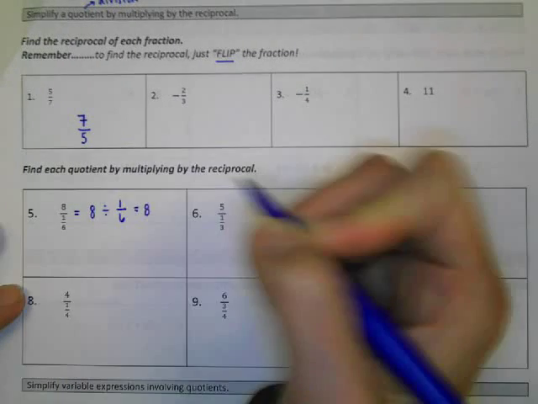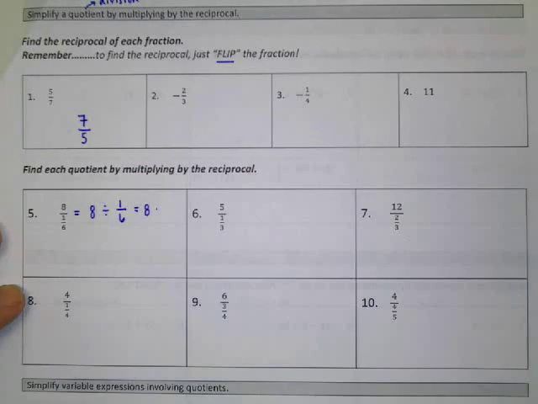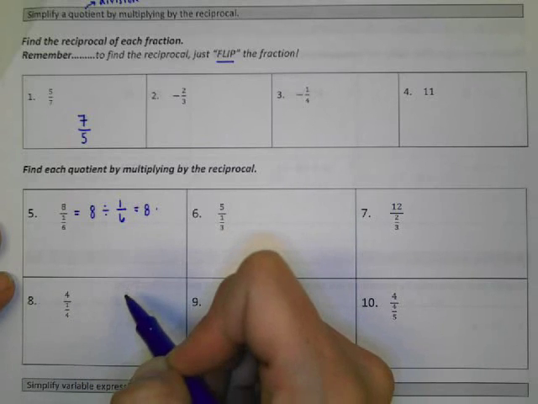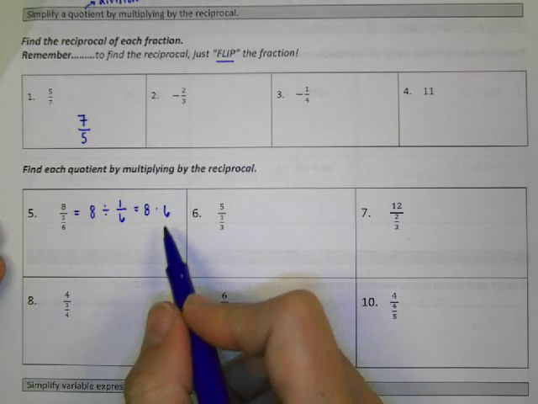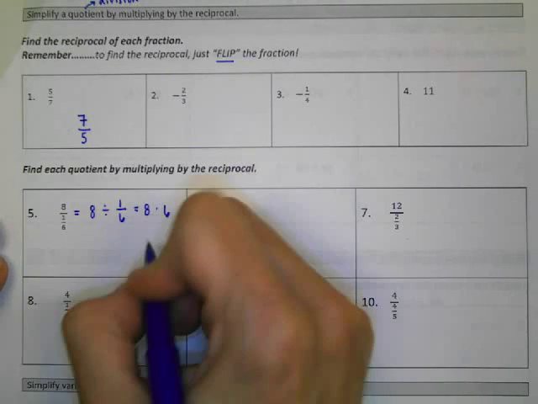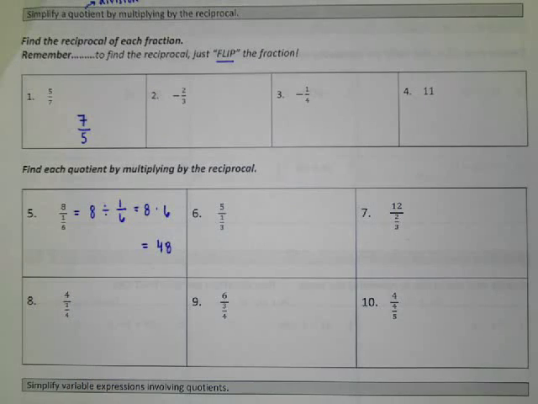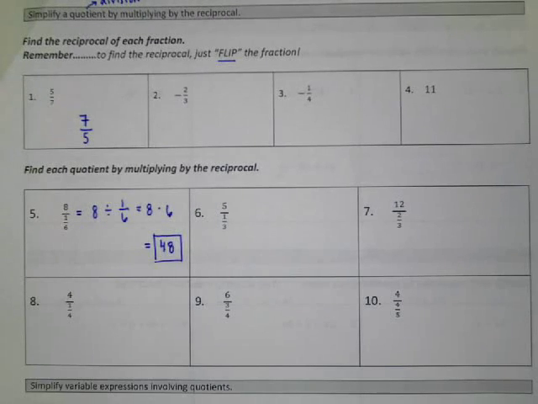I still take my 8, but our division now becomes multiplication, and I multiply by the reciprocal. So the reciprocal of 1/6 is 6/1, or just 6. And now this is a really straightforward multiplication problem, and our answer is 48. So that's how we use the reciprocal to tackle those division problems.